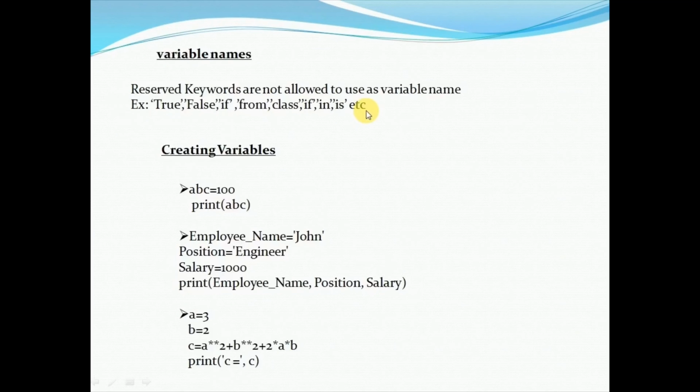Let's see how to create variables. We know a variable contains a name and a value. Here ABC is a name and 100 is a value.